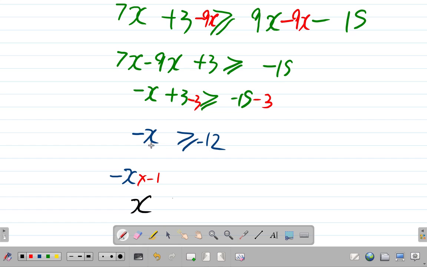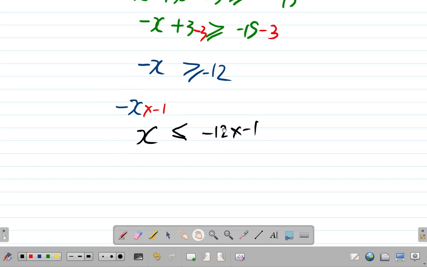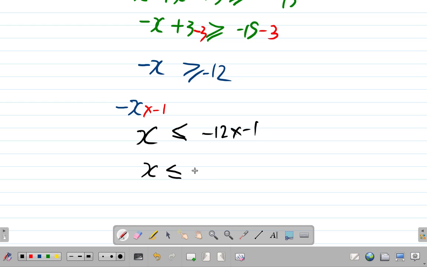Now, anytime you have a negative x and you change the sign, you must switch around the inequality sign as well. The greater than or equal to negative 12 will become less than or equal to negative 12. But the negative 12 must multiply by negative 1 as well. You see that? So here, x is less than or equal to 12.